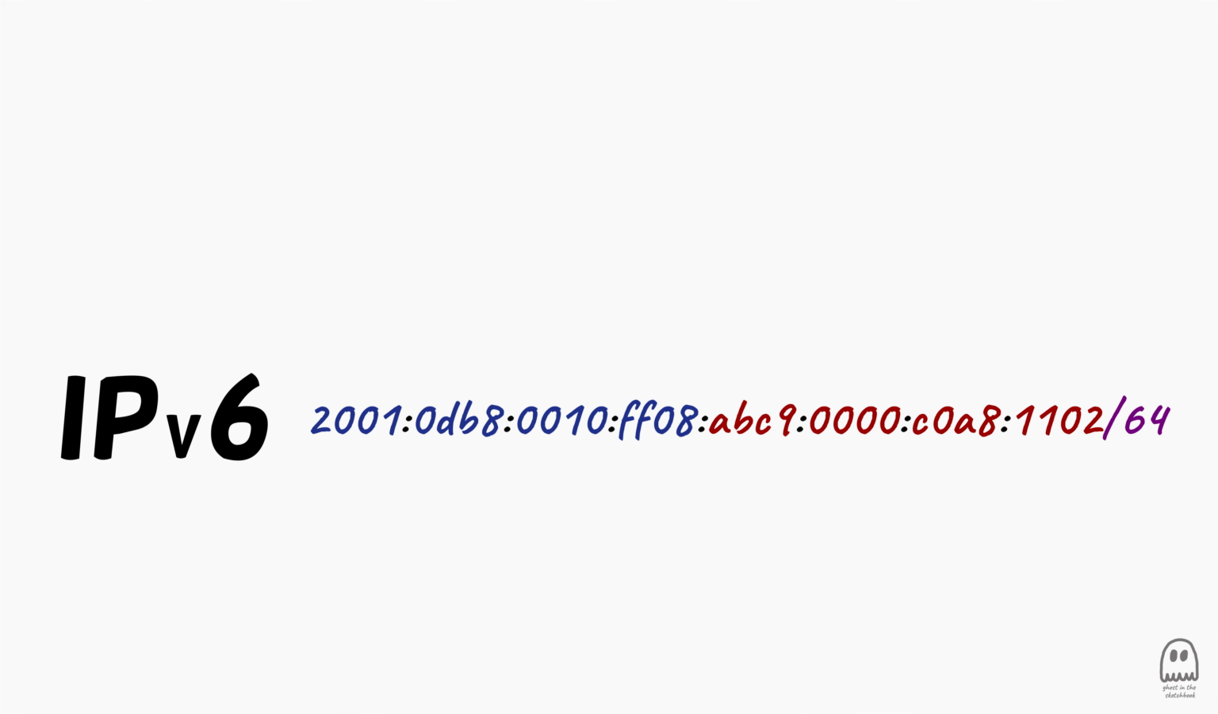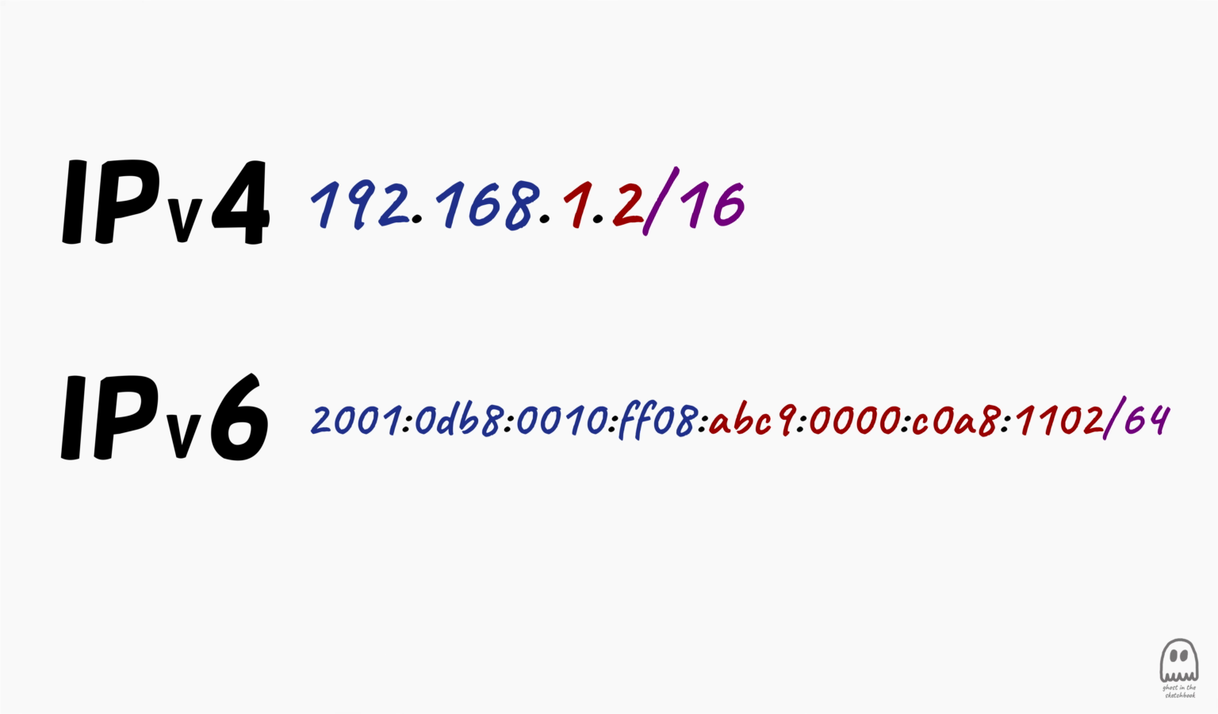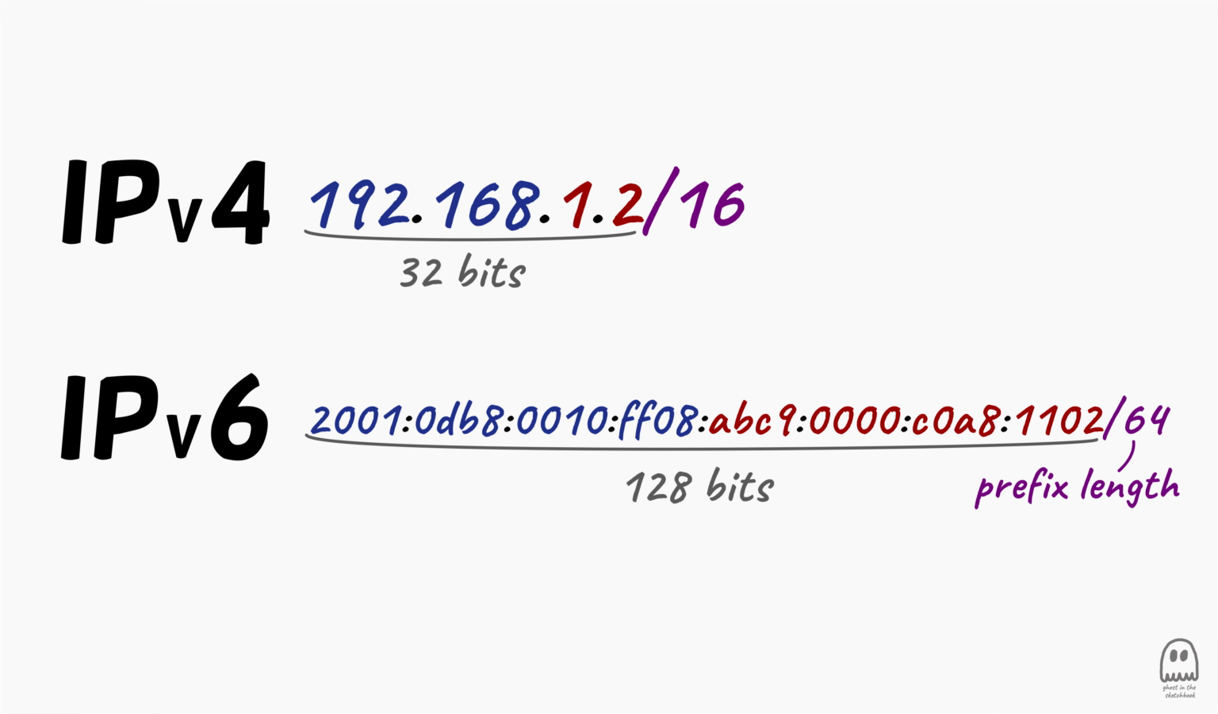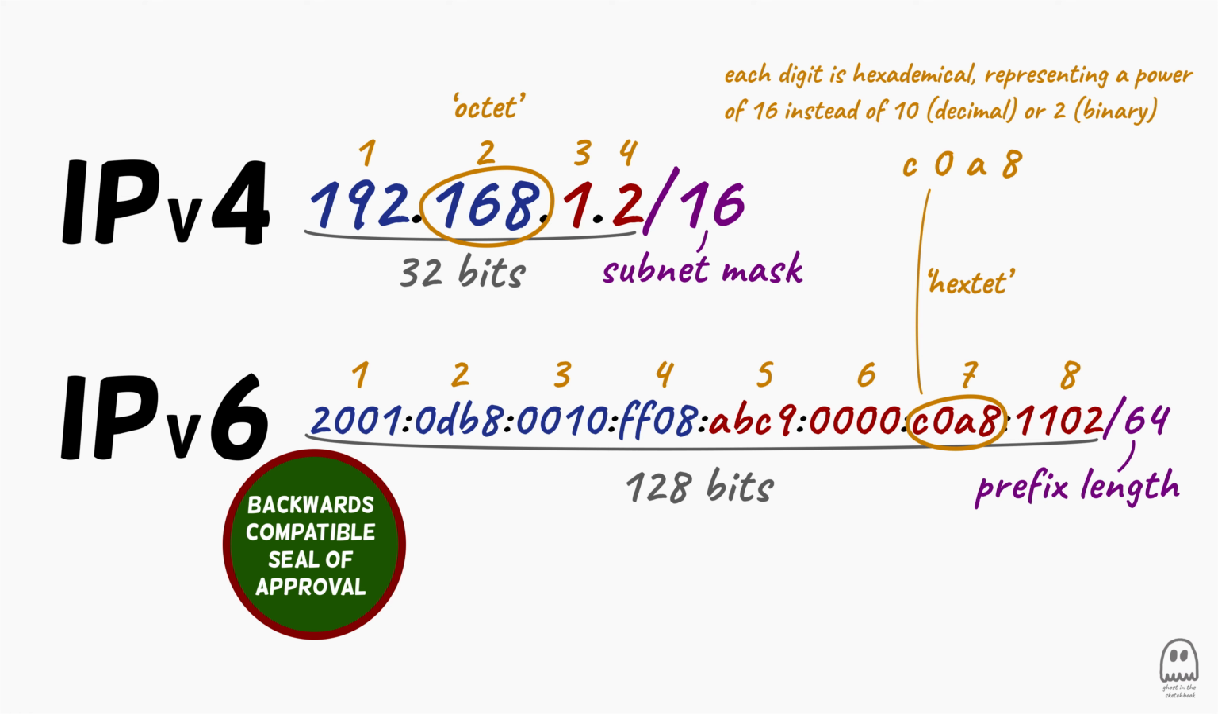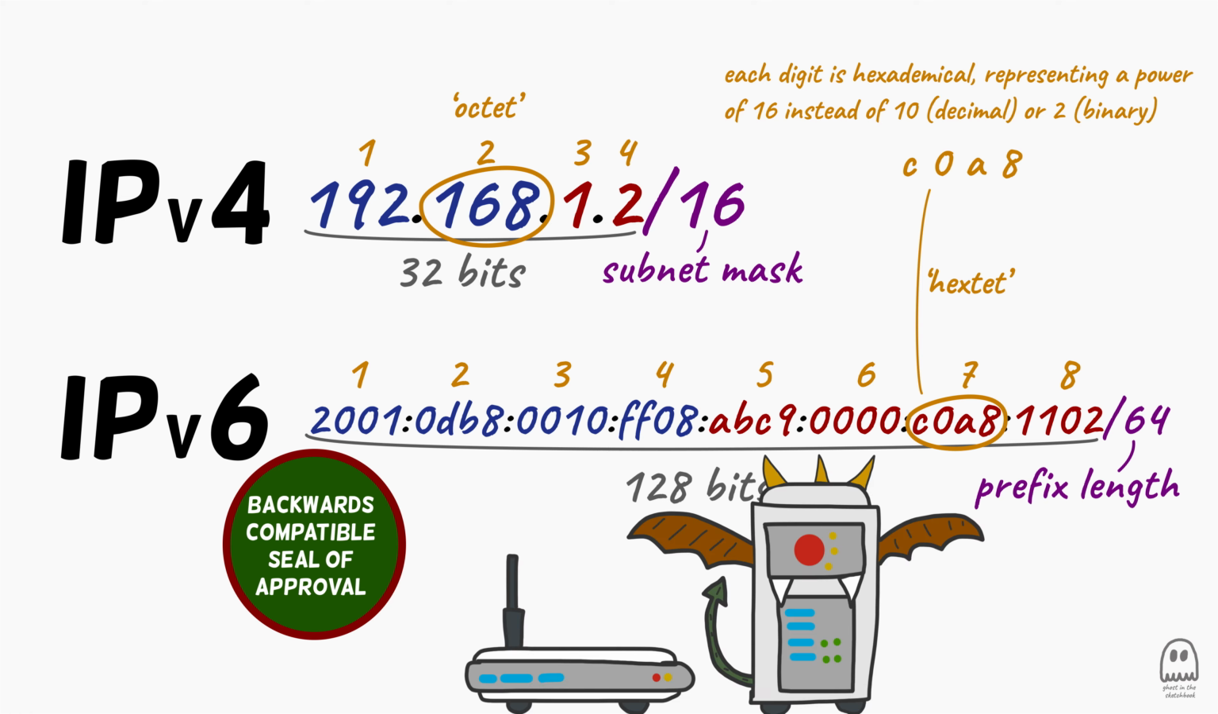Version 6 addresses work in pretty much the same way as version 4's, except they use 128 bits instead of 32, have prefix lengths instead of subnet masks, and their shorthand is 8 groups of 16 bits called hextets instead of 4 groups of 8 bits called octets. All IP4 addresses are valid IP6 addresses, and almost all modern equipment is IP6 compatible.